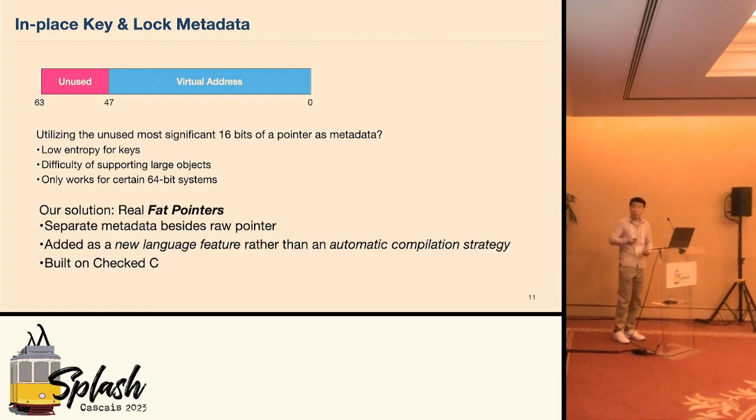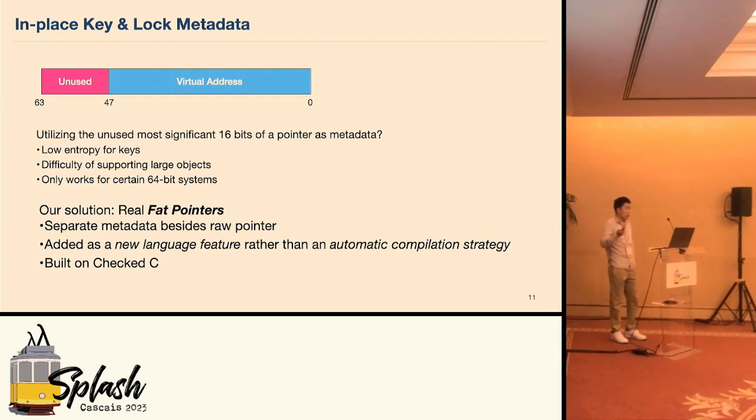So our solution is real fat pointers, which means separate metadata besides raw pointers. And we added new fat pointers and new language features instead of automatic compilation strategies to solve the problem of backward compatibility, which I will talk about later. And we build our solution on Checked C.